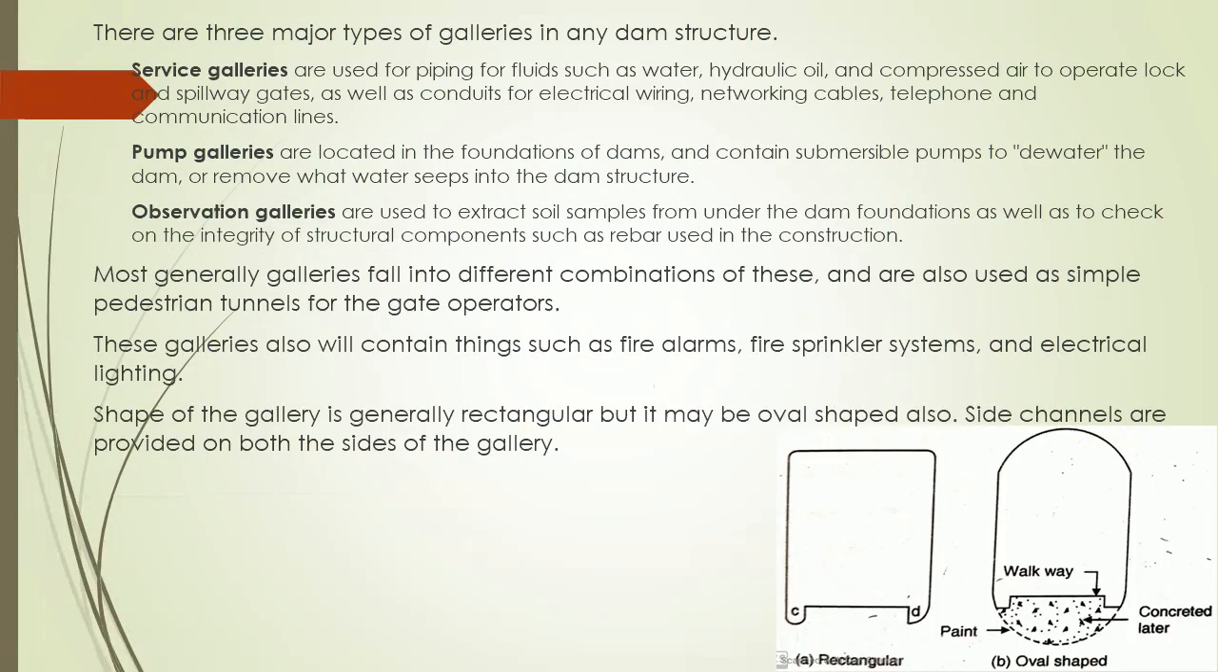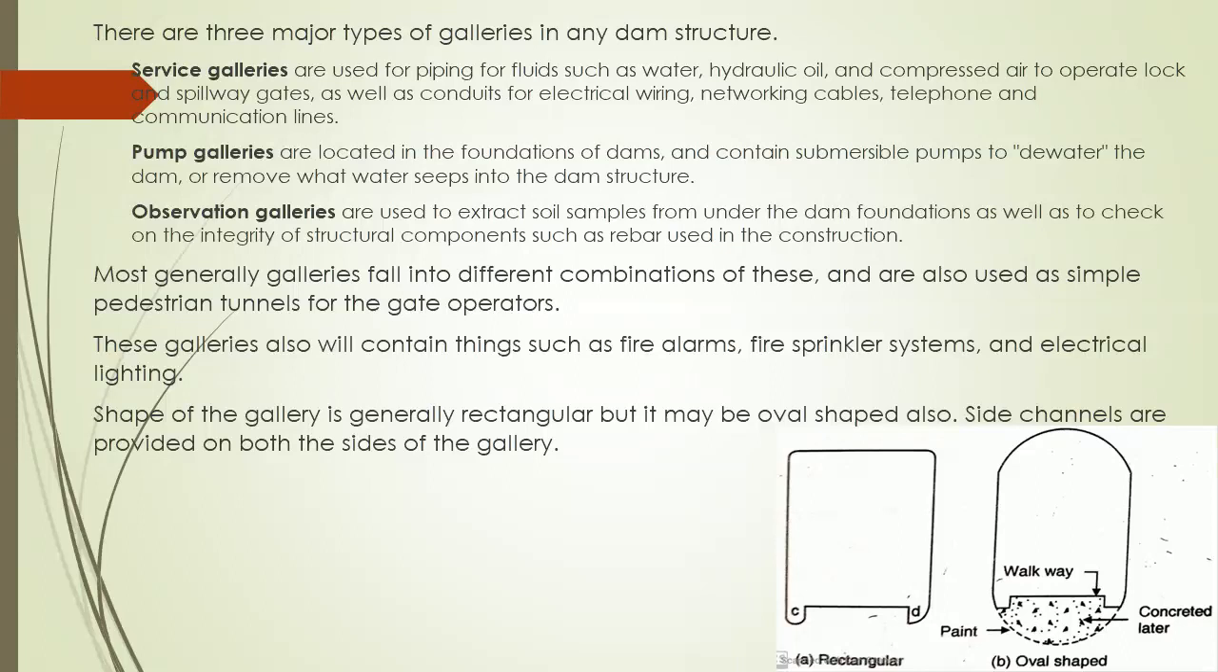There are three major types of galleries in any dam structure. Service galleries are used for piping for fluids such as water, hydraulic oil, and compressed air to operate lock and spillway gates, as well as conduits for electrical wiring, networking cables, telephone and communication lines. Pump galleries are located in the foundations of dams, and contain submersible pumps to dewater the dam, or remove whatever water seeps into the dam structure.